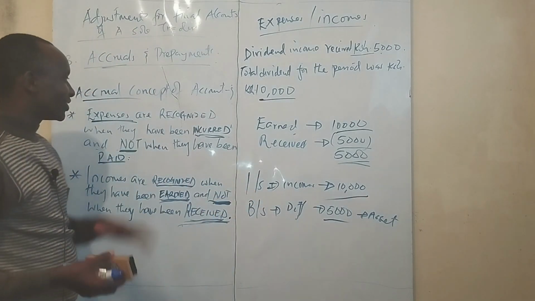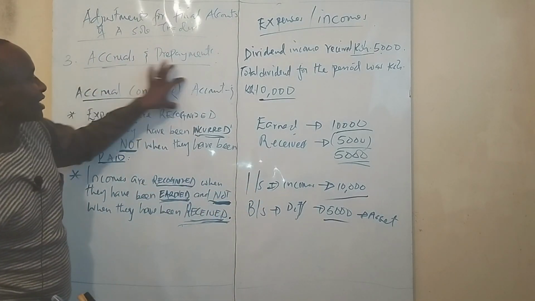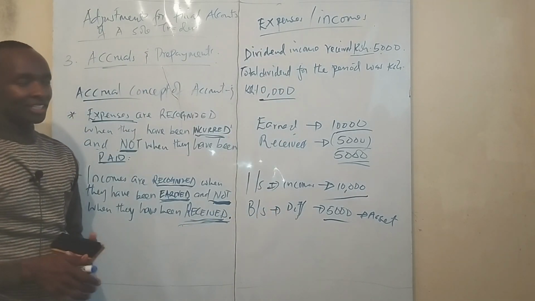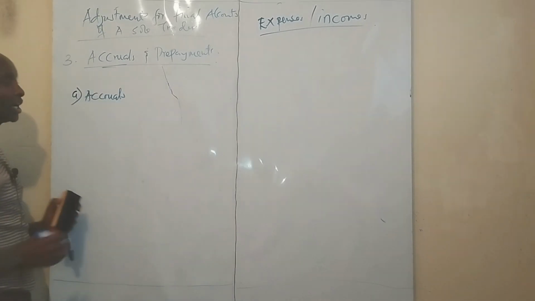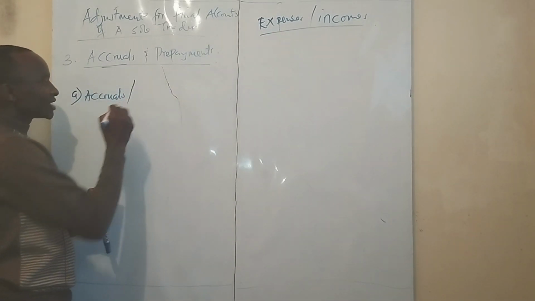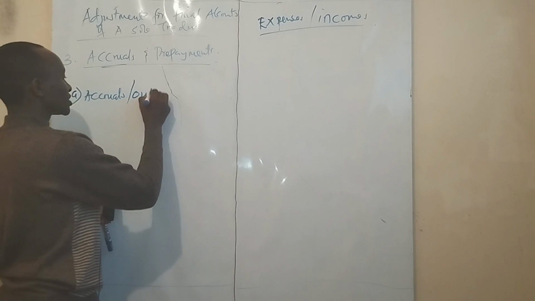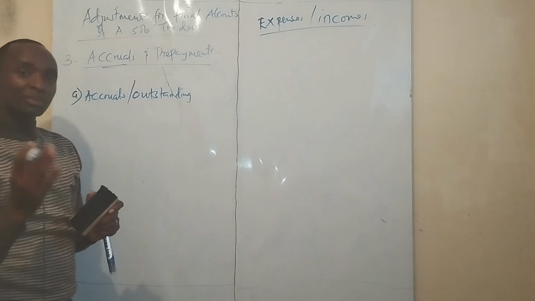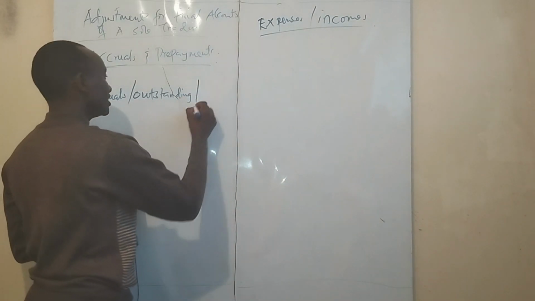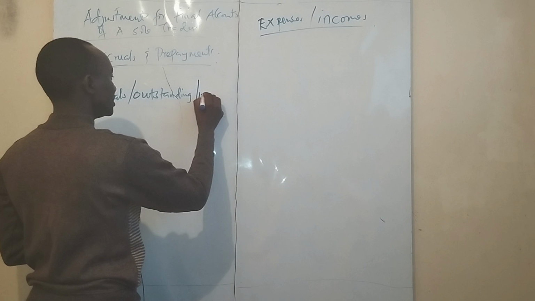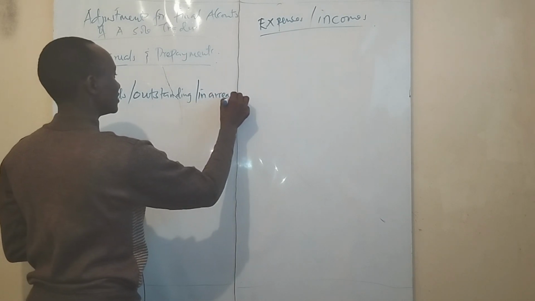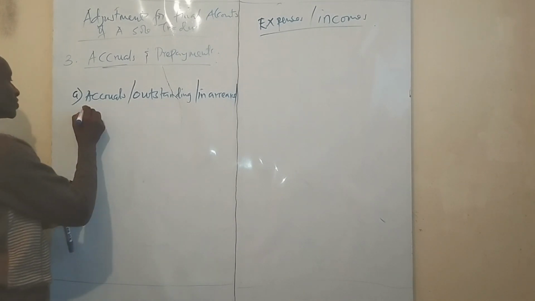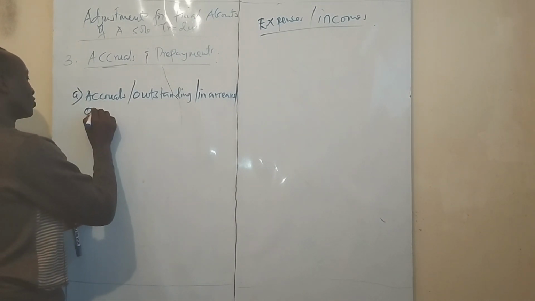So ladies and gentlemen, I want to believe I've done justice to the definition of the accrual concept of accounting, right? With that very example or illustration. Accruals have the same meaning as outstanding. Outstanding means not paid or not received. Another name for accrual or outstanding is in arrears. Another name for in arrears or outstanding is owing.